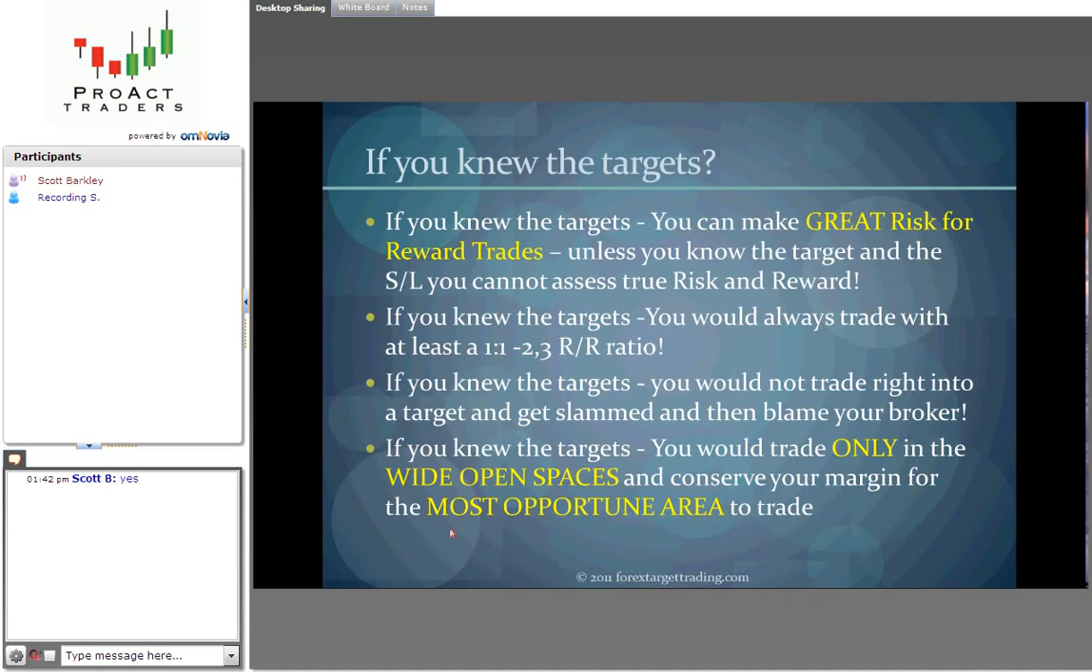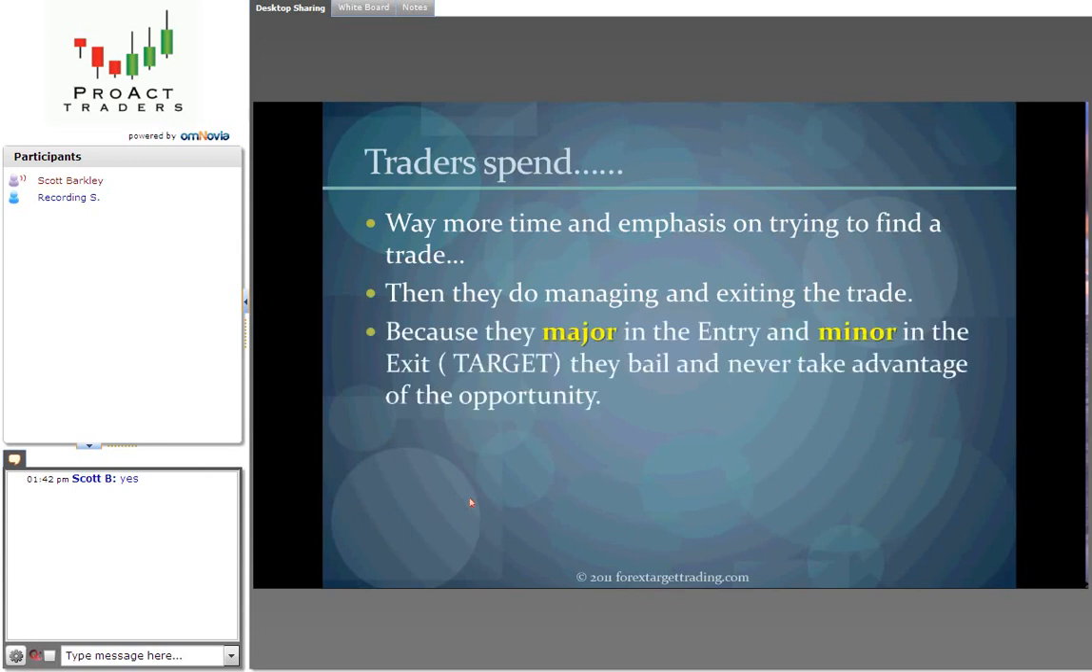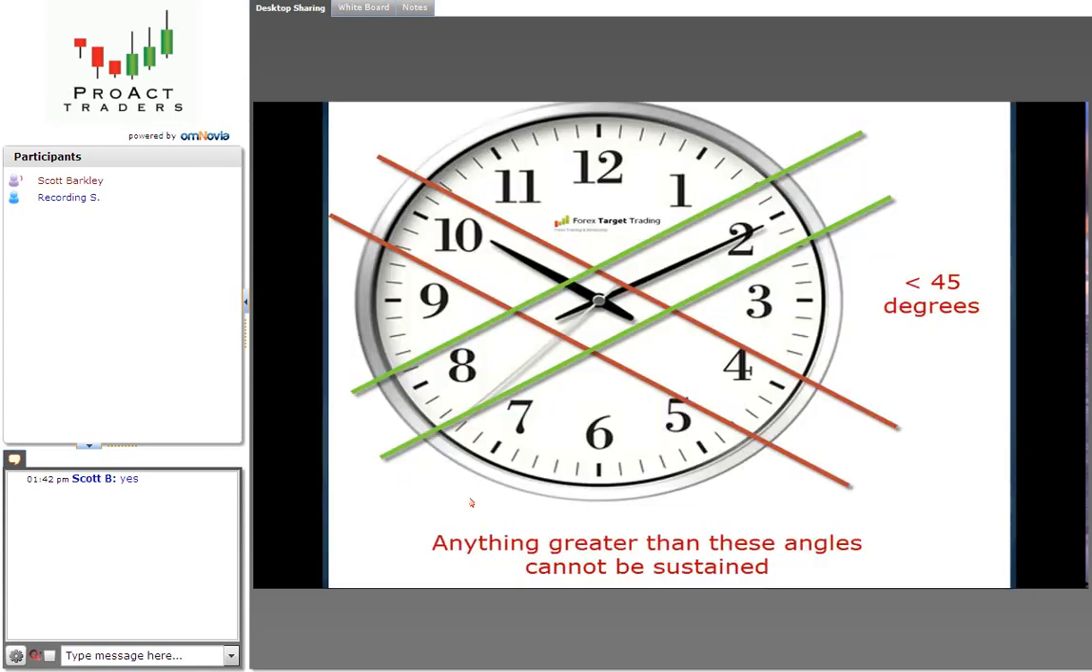All right? So, traders spend way more time and emphasis on trying to find a trade than they do managing and exiting the trade they just put on. Because they major in the entry and they minor in the exit or the target. They bail and they never take advantage of the opportunity. All right? So let's take a look and see what trends are.